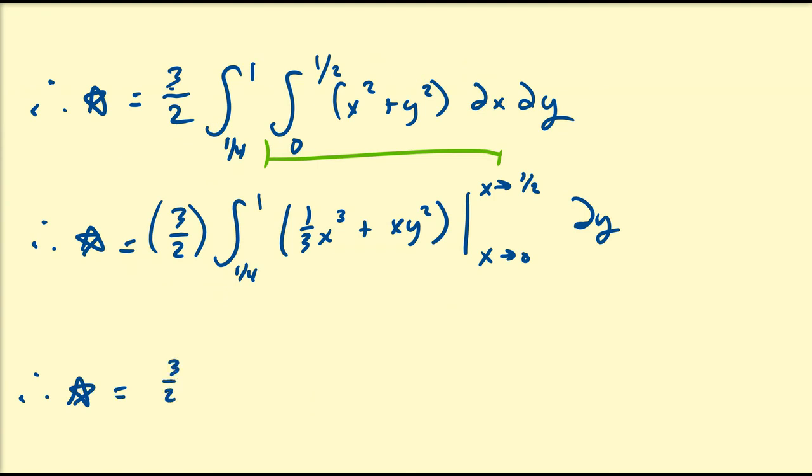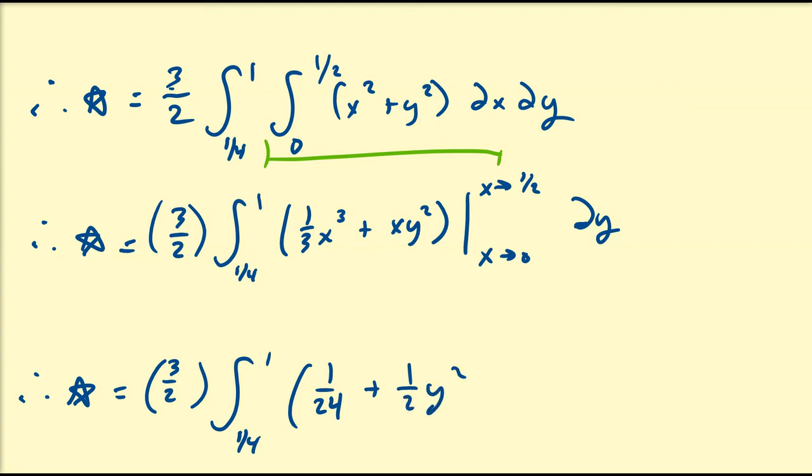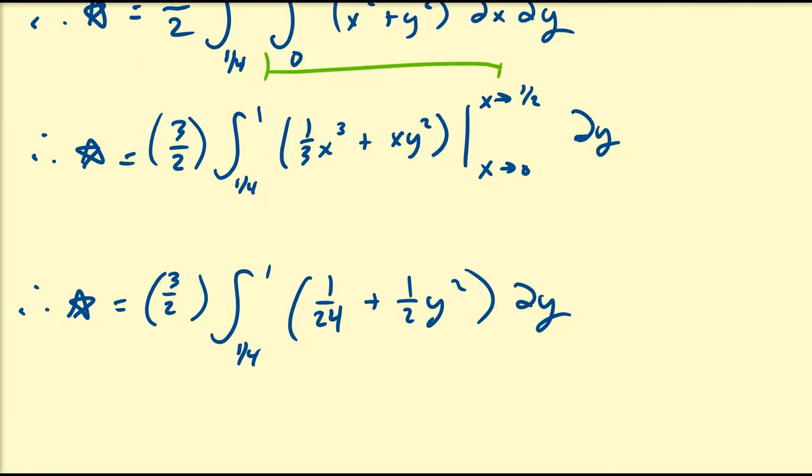So this is going to give us what? That's going to give us the integral from 1/4 to 1. When we plug in 1/2, that's going to be 1/2 cubed, which is 1/8. And 1/8 times 1/3 is going to be 1/24, plus then 1/2 times y squared is just 1/2 of y squared. And when we plug in 0 for x, both terms have x in them, so they disappear. So then we're going to integrate with respect to y from there.